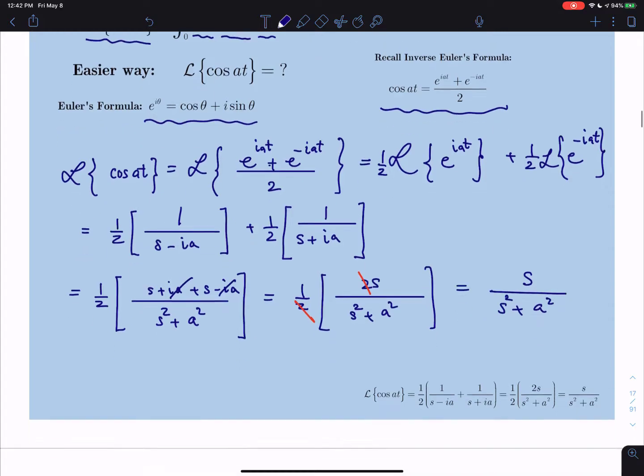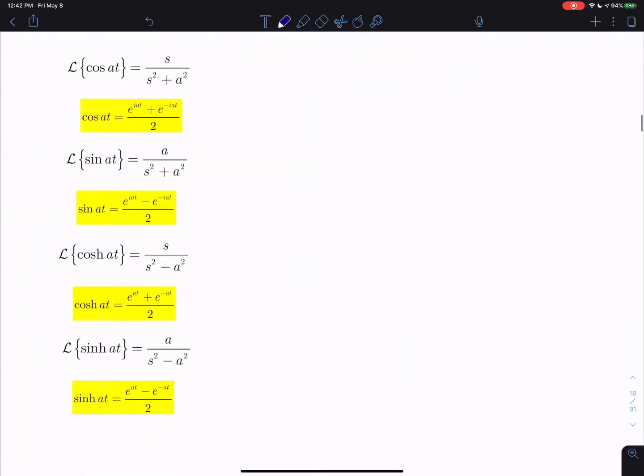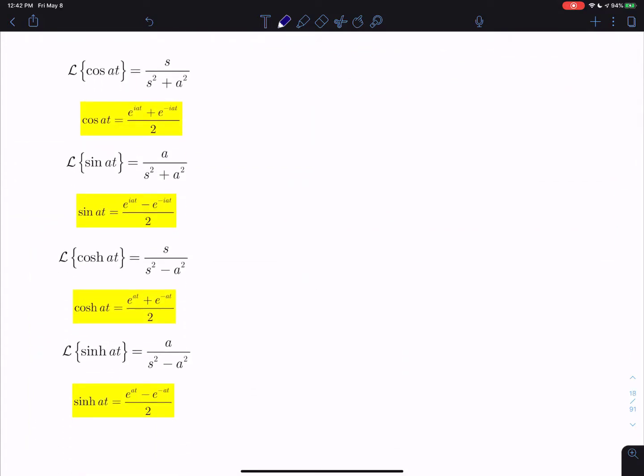So let's see, I can bring you to this page where I've put down all the 4 basic fundamental trigonometric functions: Laplace transform of cosine of at, sine of at, cosh of at, and sinh of at. And I've also written the Laplace transform for each one for you. So obviously you have to memorize these, but you should know how to find the Laplace transform of each one using what I just showed you.